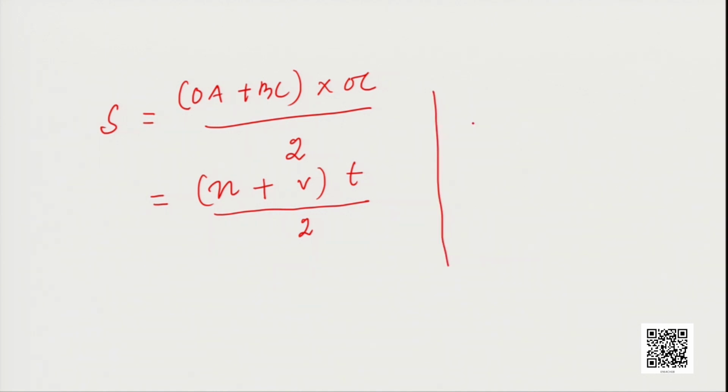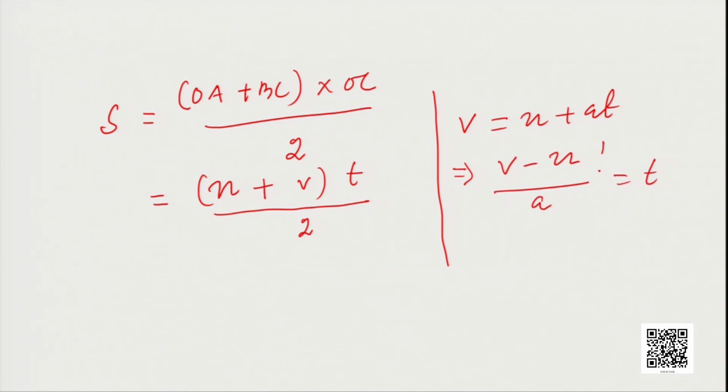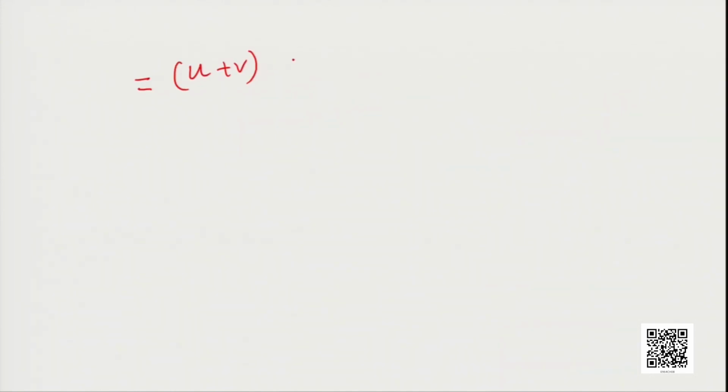Now from the velocity time relation, that is v is equal to u plus at, I can find a derived equation for time, that will be (v minus u) divided by a is equal to t. So I will substitute this particular value of t in this equation. So what will I get here? (u plus v) multiplied by (v minus u) divided by 2a, which is equal to your s.